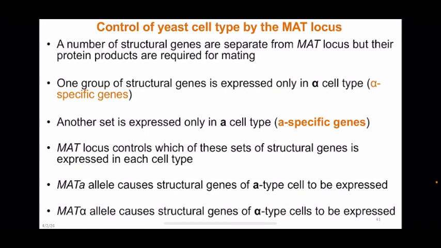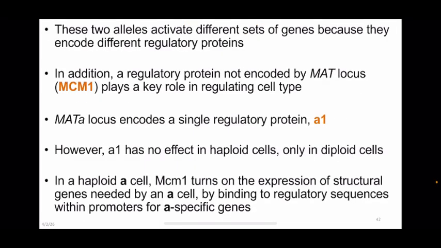MAT alpha is also responsible for a cell becoming an alpha cell. That one codes for two proteins, alpha 1 and alpha 2. These two alleles, MAT alpha and MAT A, have different sets of genes because they encode different regulatory proteins. As I said, MAT A encodes a regulatory protein called A1. However, this A1 does not play a role in determining whether a cell is going to be A type or alpha type. So at this point we are going to look at A1 as useless, but it's not useless. It has a role it plays.